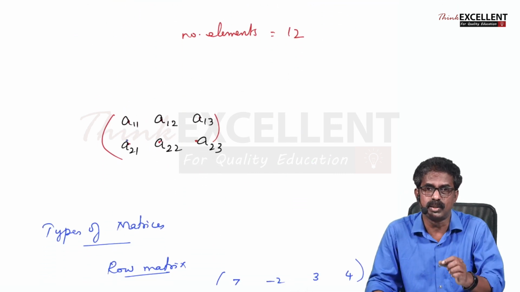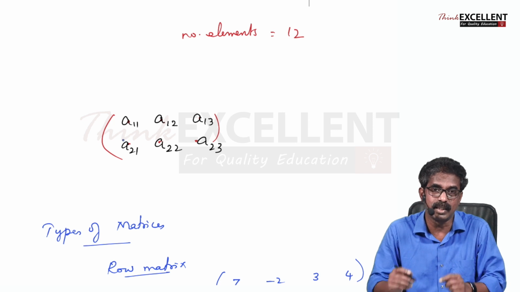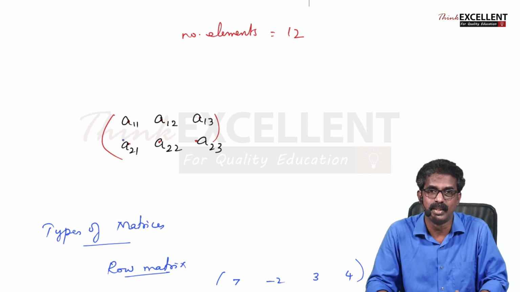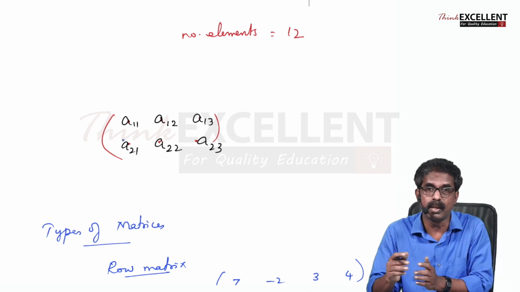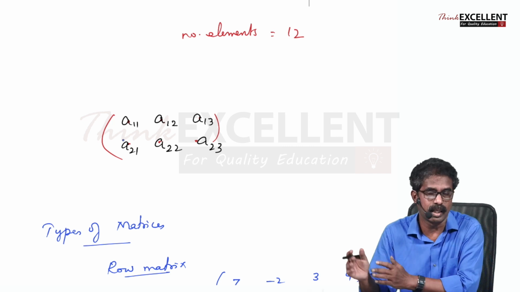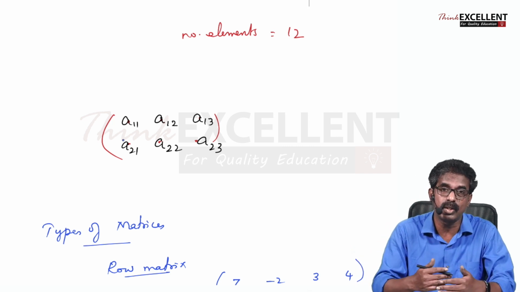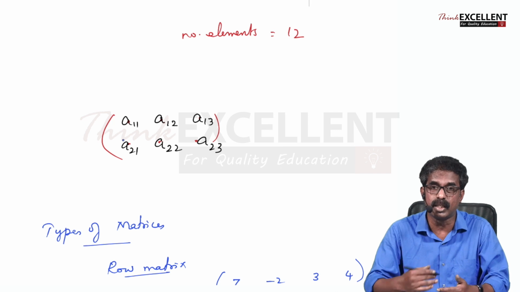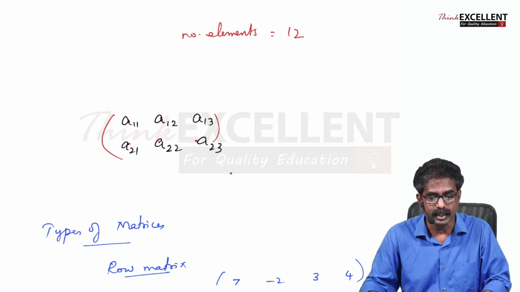Then the positions, you know. The first position is what? A11, because it is in the first row, first column. Then A12, A13, A14, it goes on like that. Then when you come to the second row, A21, A22, A23, like that you write.